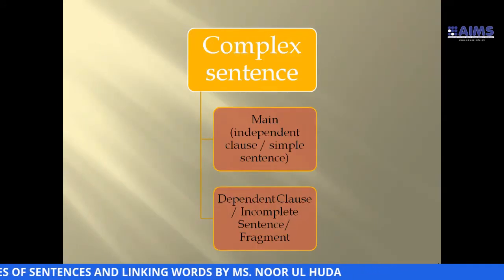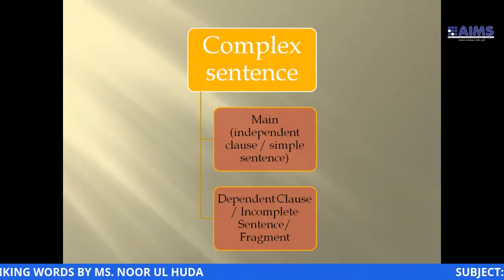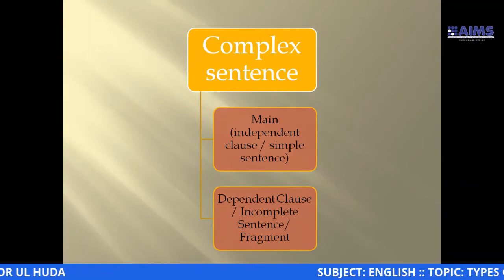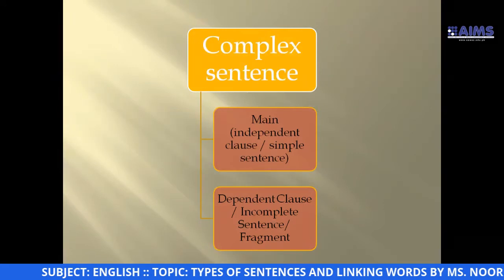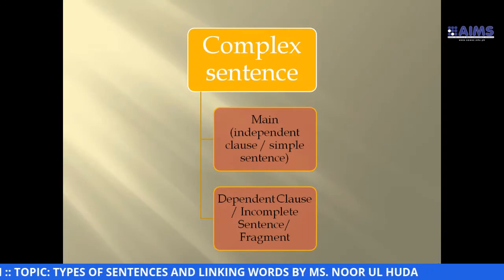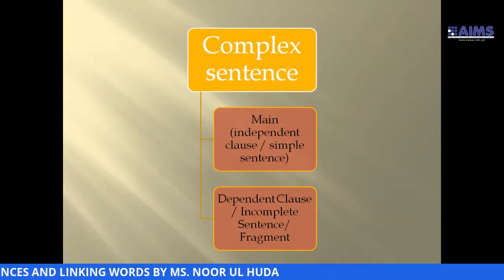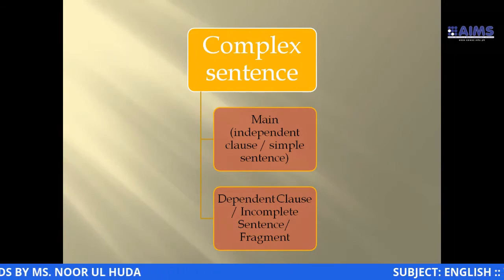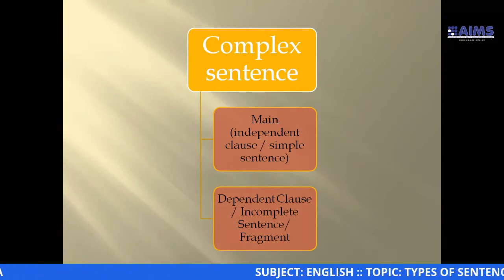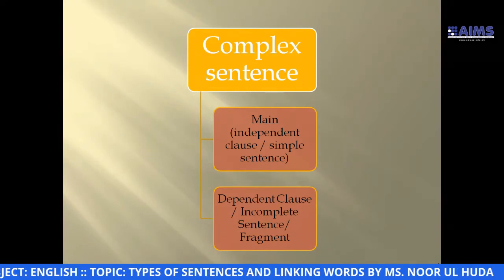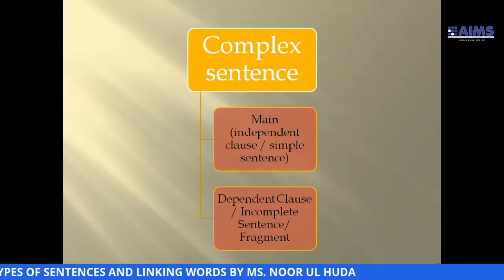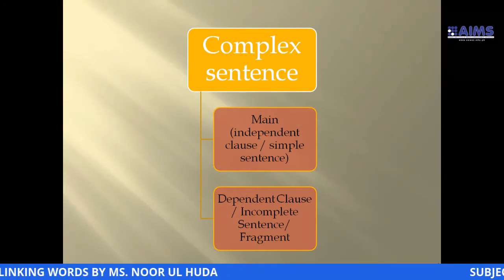Okay, now this is the structure of a complex sentence. A complex sentence has two components. One is the main clause, called the independent clause, which can also be termed a simple sentence. The other is the dependent clause, which is always incomplete and always requires some information to complete the meaning, and it is also called a fragment.